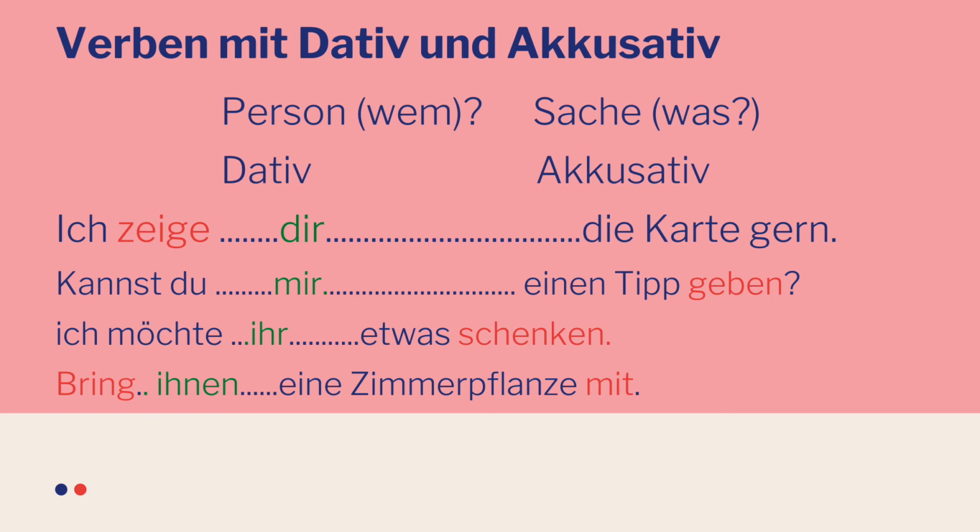On the last one, bring ihnen eine Zimmerpflanze mit. So bring them some plants. Ihnen here means to them. This is dative, and it answers the question wem, which means to whom, to them. Eine Zimmerpflanze means was. To bring what? Zimmerpflanze. So here we can see how dative and accusative are used together in one sentence.